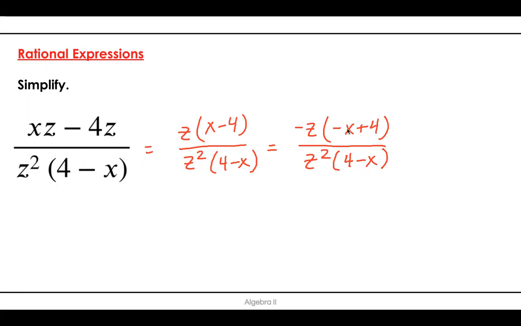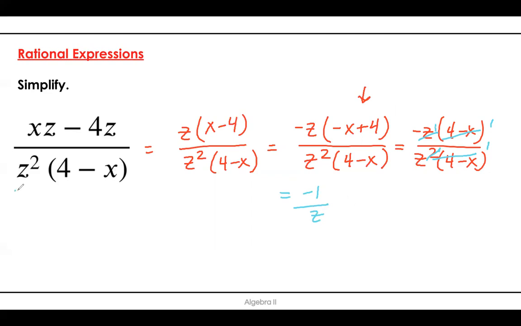And if this doesn't make sense, what's here, then you can also write negative z times 4 minus x so that they look the same, over z squared times 4 minus x. And then these will cancel to give you 1. Negative z over z squared, these will cancel to also give you 1. So then in my numerator, I have -1. In my denominator, I have z.